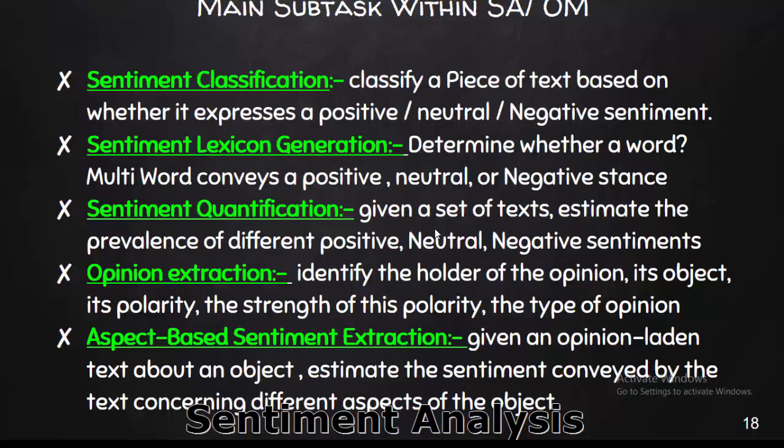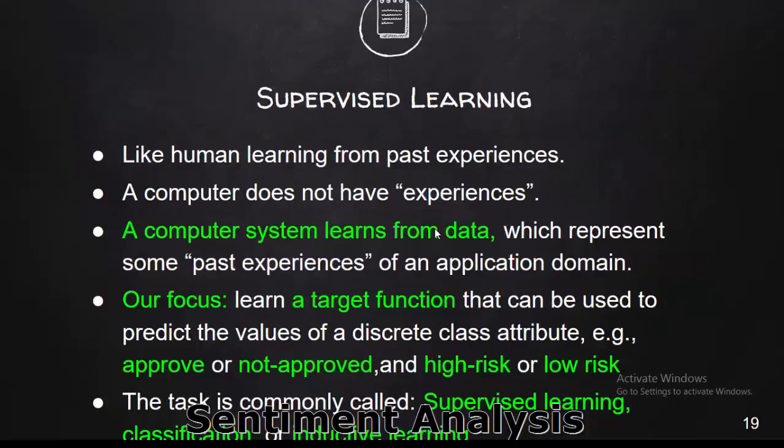Fourth is opinion extraction. It will identify the holder of the opinion, its object, its polarity, and the type of opinion. The fifth is aspect-based sentiment extraction. It will estimate the sentiment conveyed by the text concerning different aspects of the object. So there are two types of learning. One is supervised and second is unsupervised.